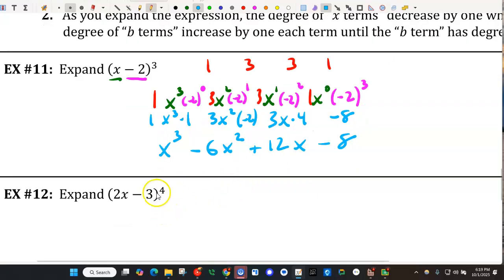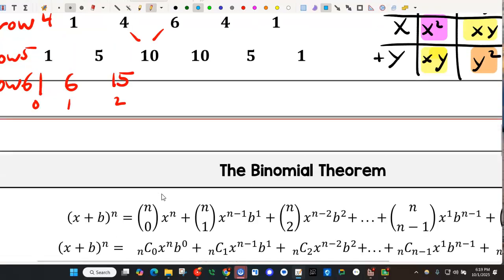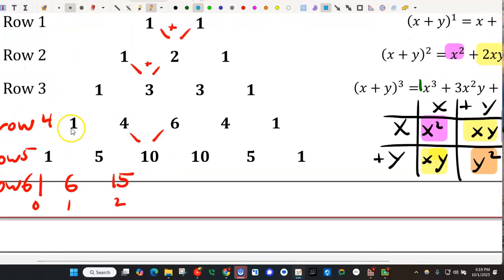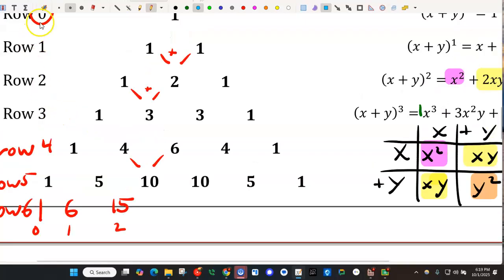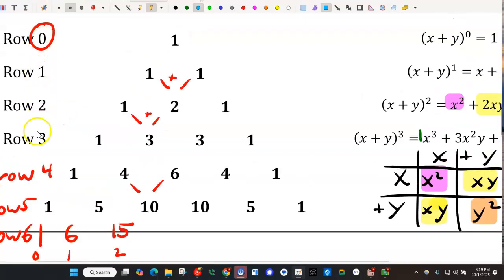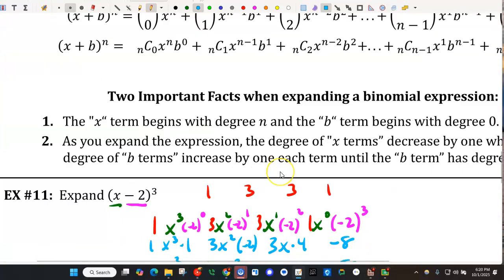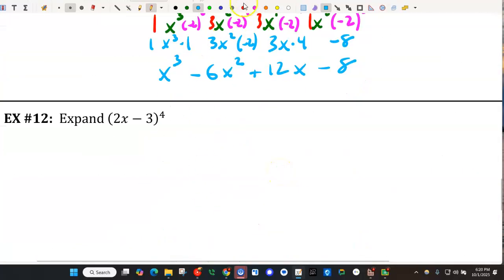Okay, so fourth row. We're going to go fourth power. So we have row 4. Remember, we started at 0, so technically it's the 5th physical row down, but it's the 4th row. Row 4: 1, 4, 6, 4, 1. So those are the coefficients I'm going to use.